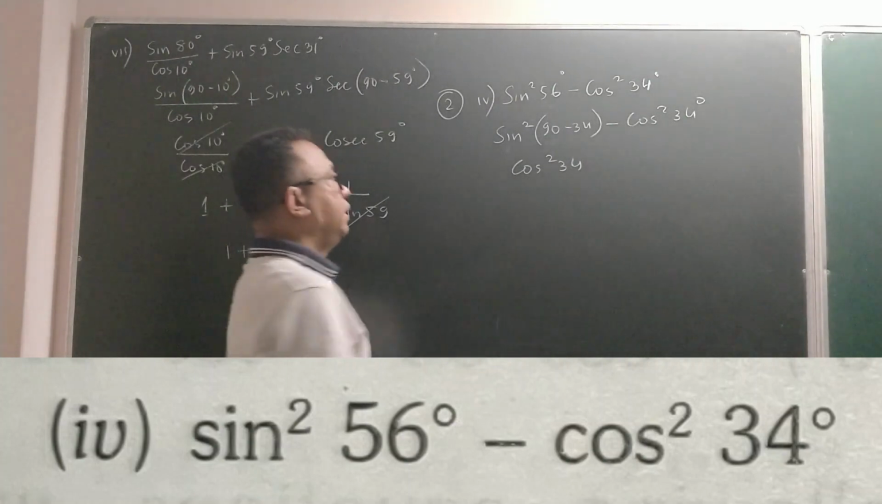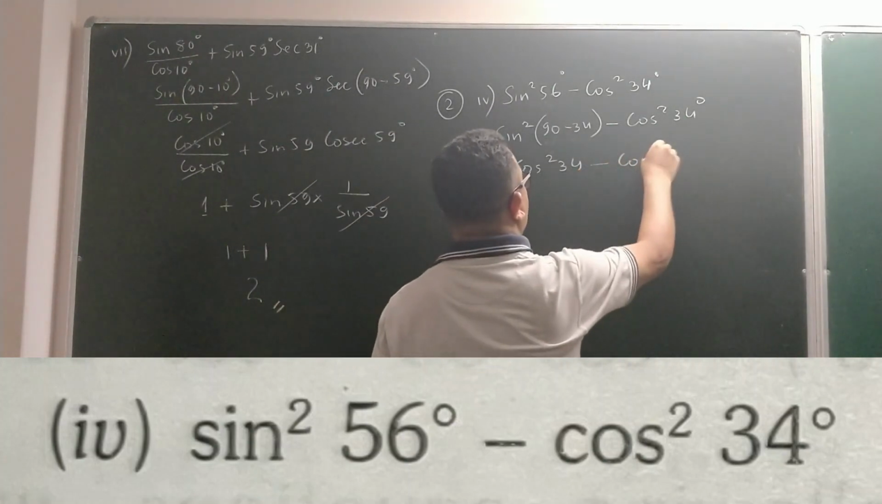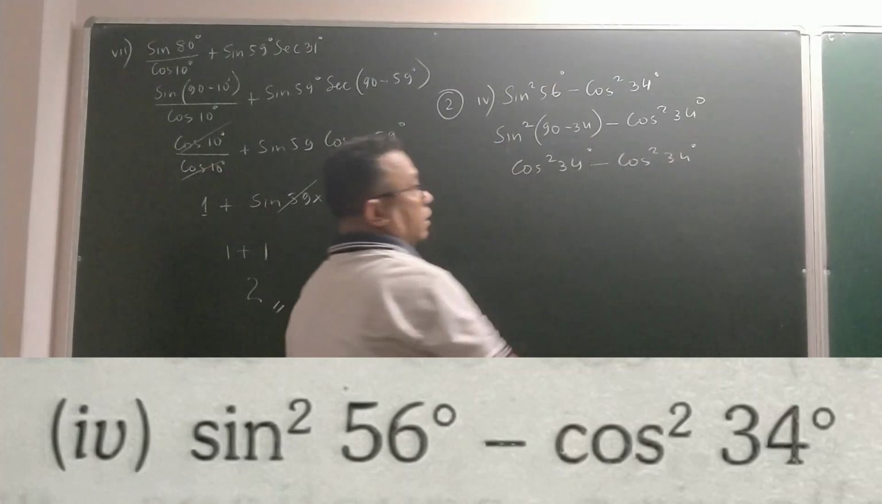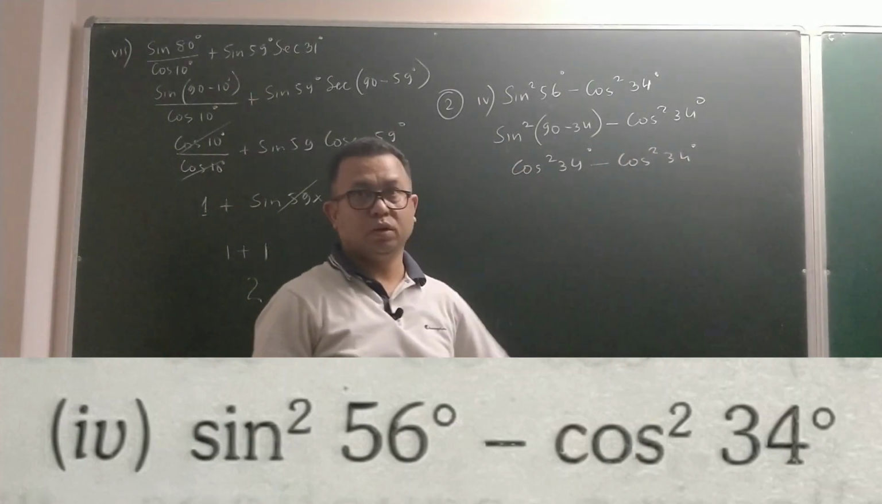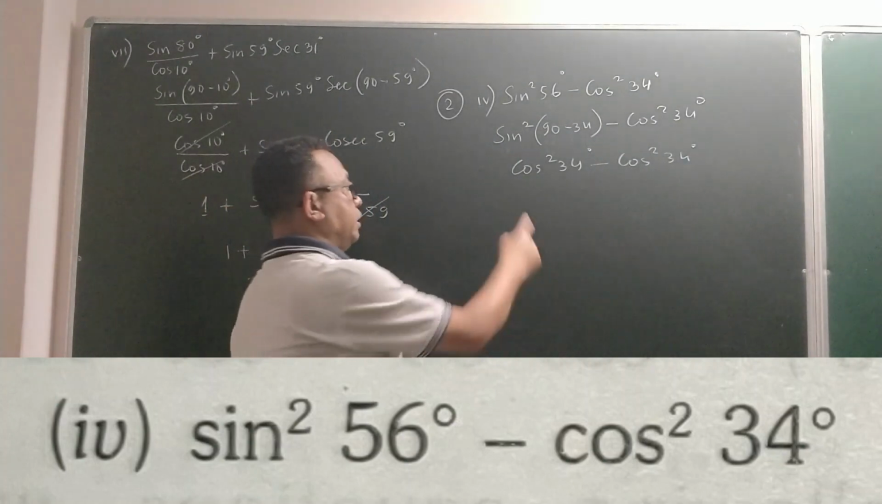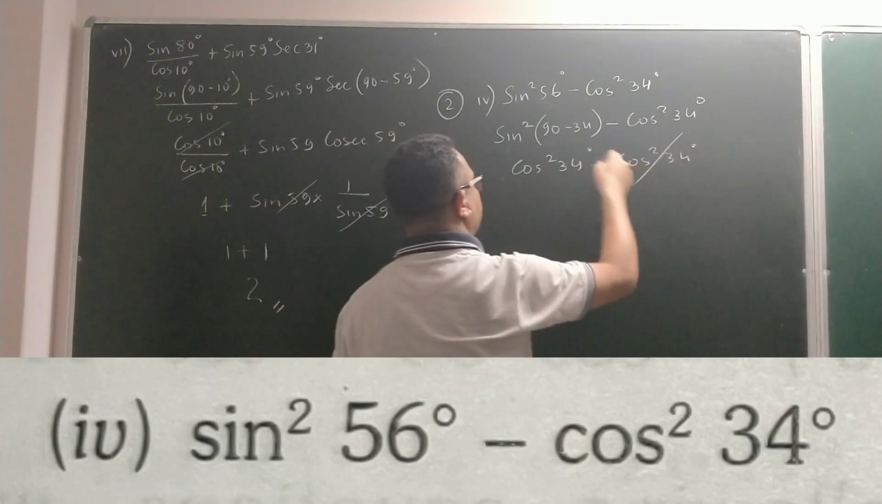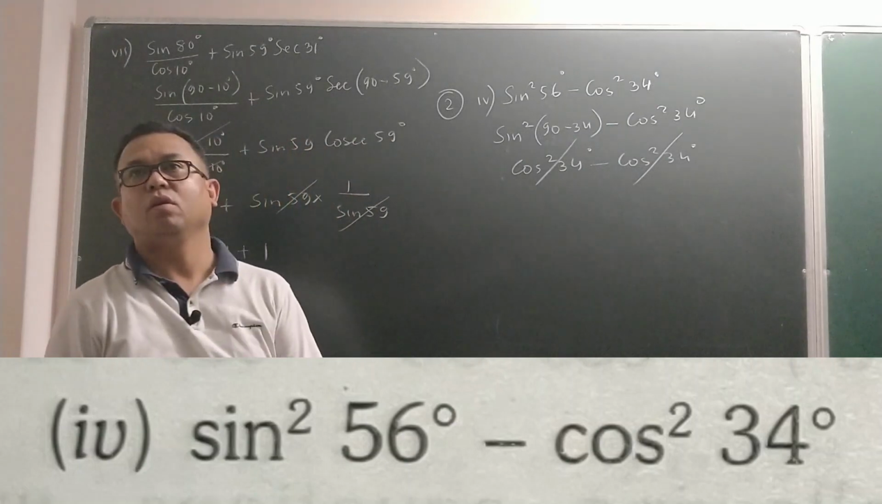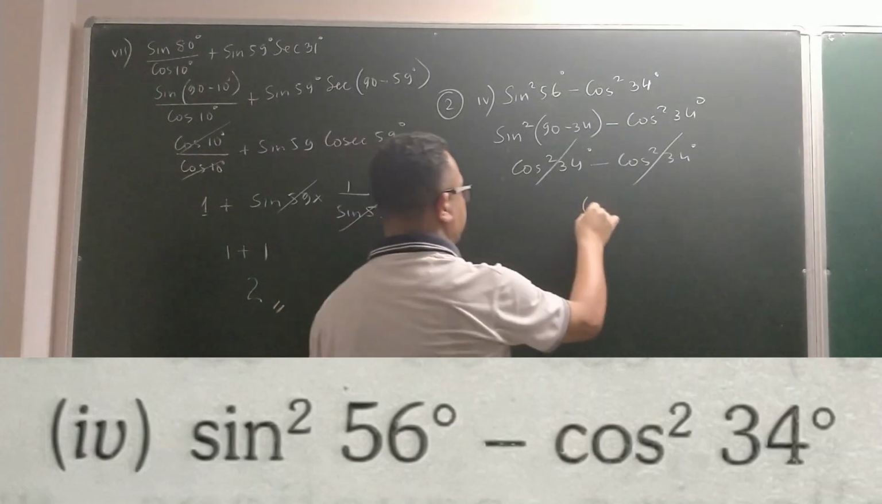So cos 34 now, and then minus cos square 34 degree. Now check this, both of these are cos square 34. This one is also cos square 34, that is also cos square 34. One is positive, the other one is negative. So positive cos square 34 and negative cos square 34 is cancelled. So the answer is 0.